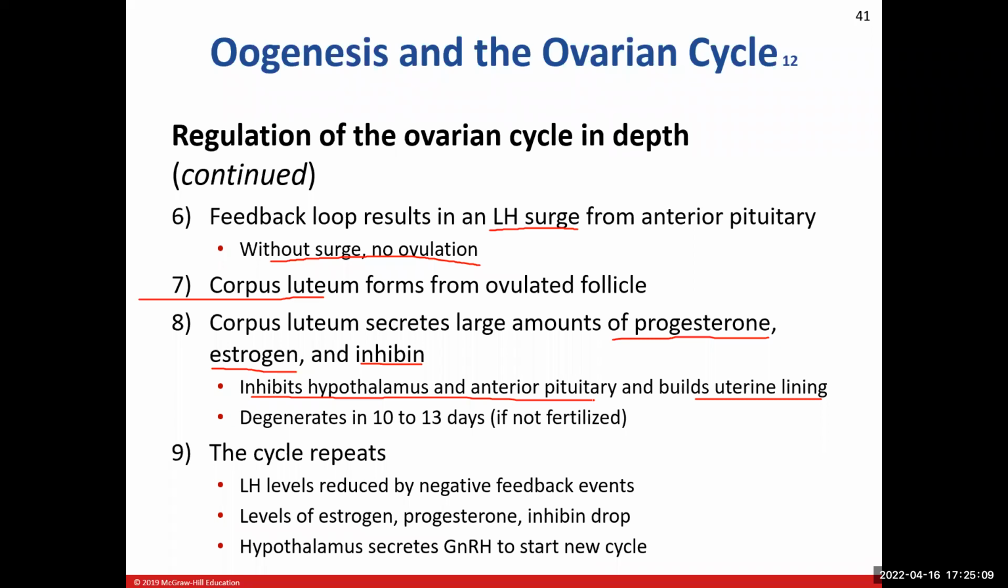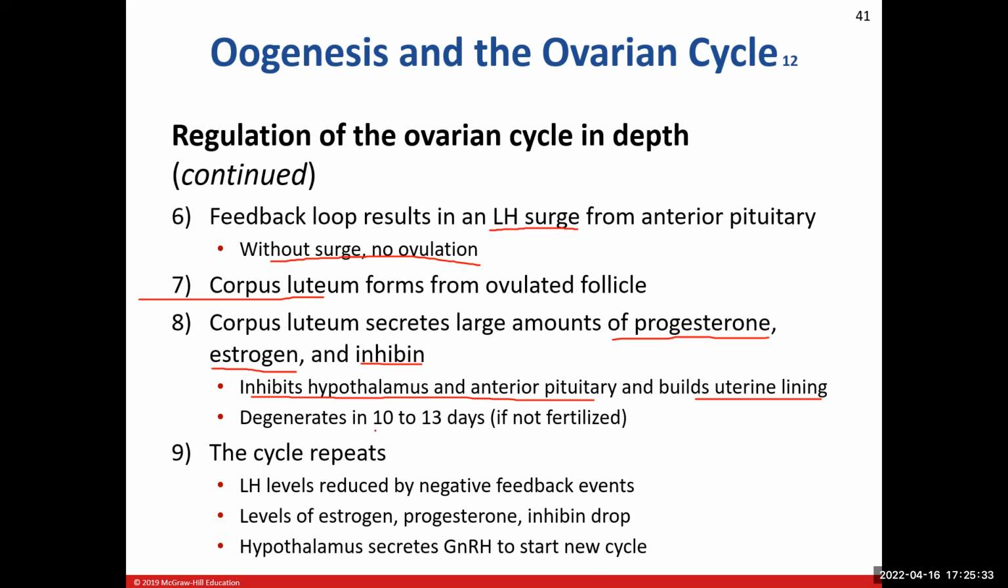Right, we just expelled it. It's now on its way. Let's see, fingers crossed, fertilization occurs. If nothing happens, if no fertilization occurs, well, no issues, because then our corpus luteum will start to degenerate into the corpus albicans, turn into scar tissue. It stops producing progesterone, estrogen, and inhibin.